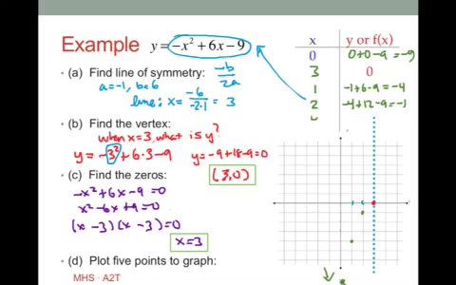Now I'm going to try to find a point that is just slightly to the right of my vertex and see what I get. So if that's x equals 3, I'm going to pick x equals 4 and plug that into my function. I get negative 16 plus 24 minus 9. When I work that out, I get negative 1. So there's another point I can plot. I'm going to go, just for symmetry's sake, another point and plug in x equals 5 and see what I get. I get negative 25 plus 30 minus 9, which is negative 4. And now you can see that the shape of the parabola is forming.